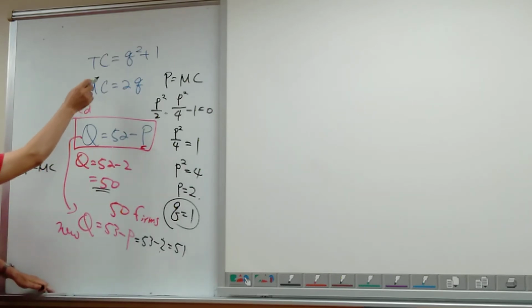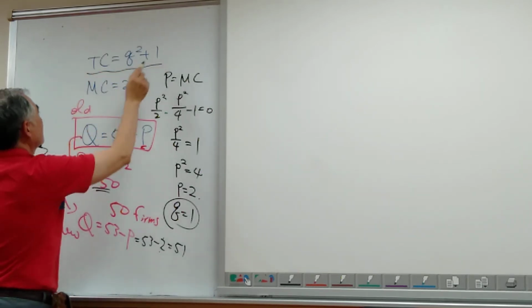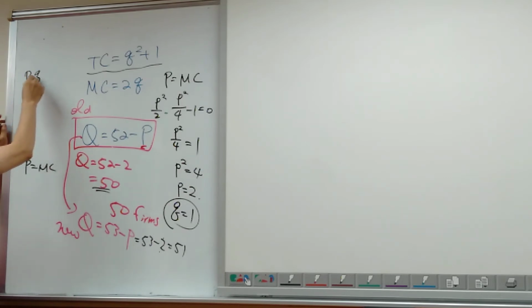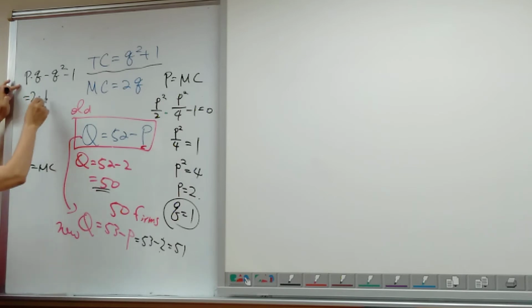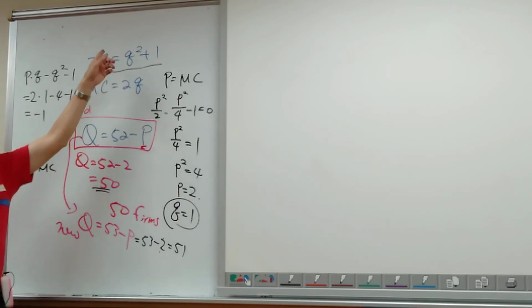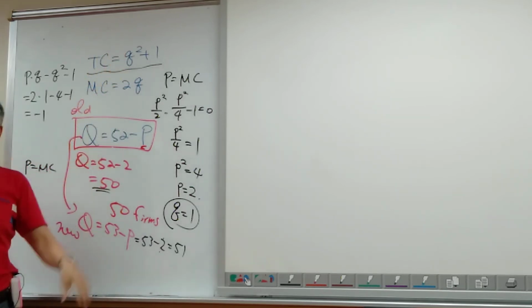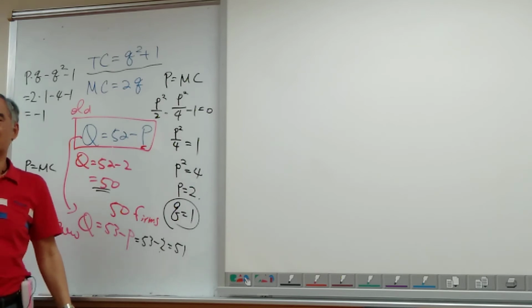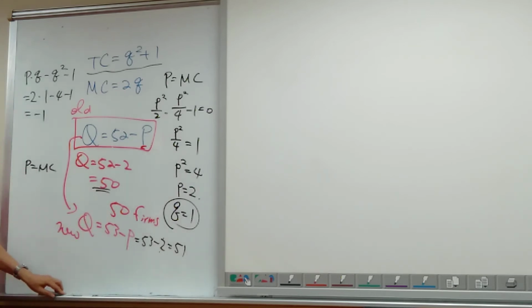Because here, this is the cost. So P times Q minus Q squared minus 1. So 2 minus 1 minus 4 minus 1. So what you get? You get negative 1. So that's what I said. This is the short run cost structure, right? This is short run cost, but the question asks you the long run equilibrium. But anyway, in the long run it should be zero.